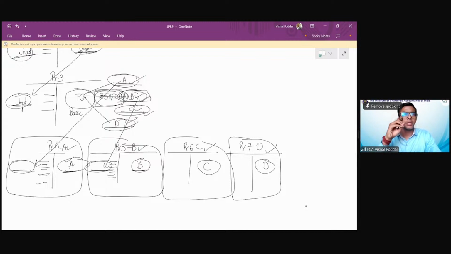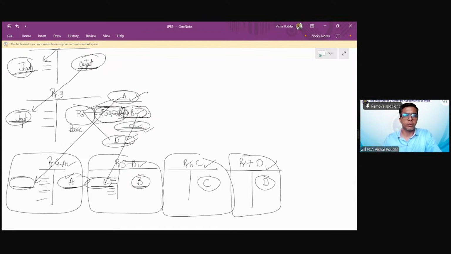Now, some terms that are useful will be required to do calculations or solving. Let us understand those terms. These 4 products which are emerging out of a common process are called joint products.